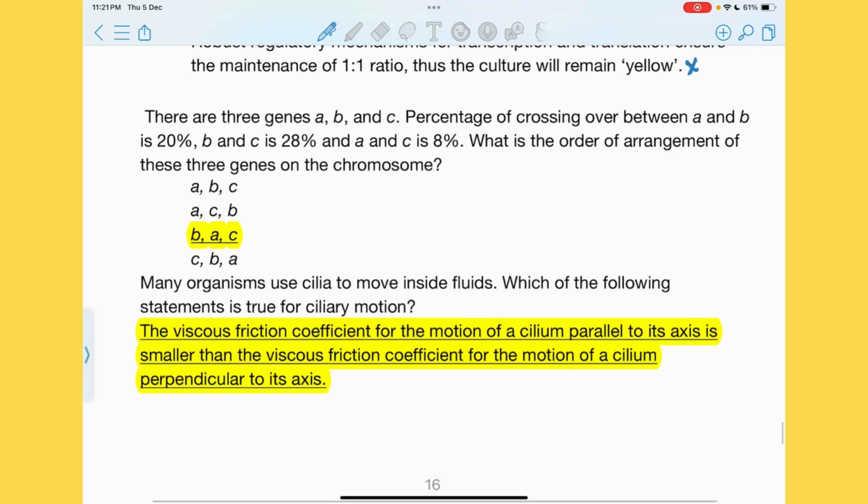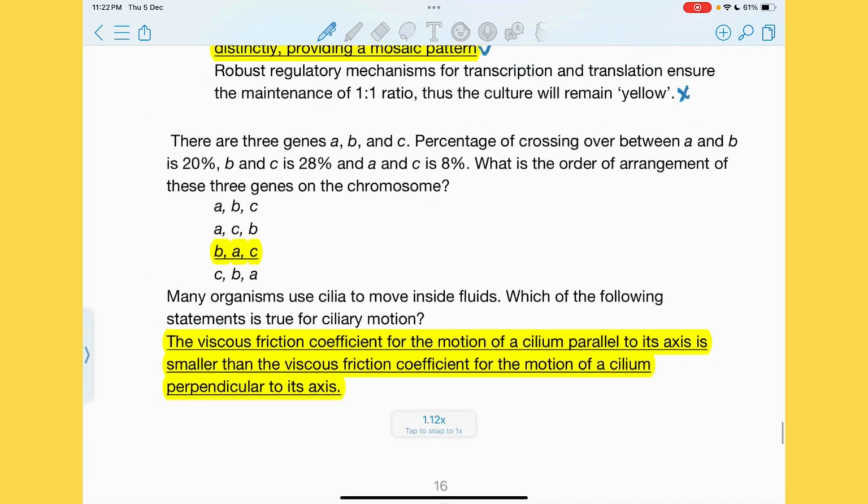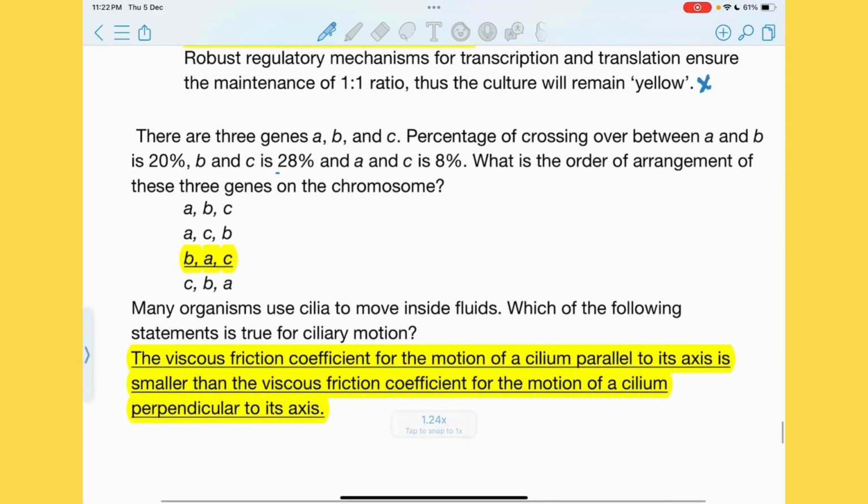Next question, it's a very easy question. There are 3 genes A, B and C. Percentage of crossing over between A and B is 20%, B and C is 28%, and A and C is 8%. What is the order of arrangement of these 3 genes on the chromosome? Whenever you get this kind of question, look for the largest value of the percentage. This is 28. So B and C are far apart, and we see that A and C are more closely related because the crossover percentage is very low.